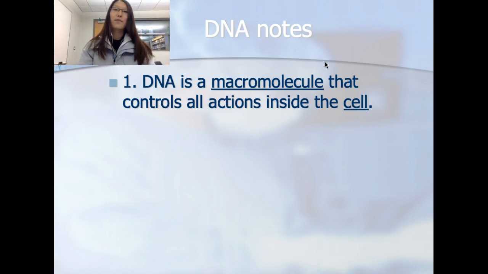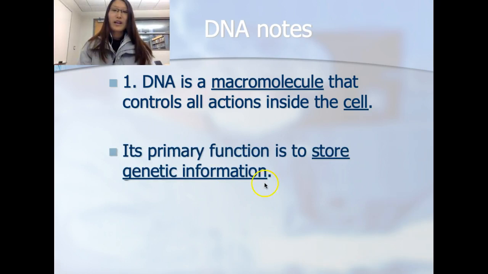Okay? So what does the DNA do? It controls all the actions inside of the cell. It is the blueprint for a cell and how the body will work. It is the instruction for building IKEA furniture. Anyway, it contains all the instructions for what your body's supposed to do. Its primary function is to store genetic information, and we've talked about this before. It's kind of a review.